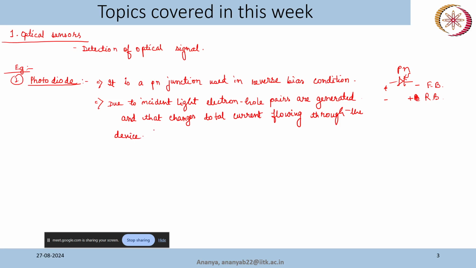Now the incident light can generate an electron hole pair only when the energy of the incident photon is higher than the band gap of the material that is being used in the PN junction. So I'm trying to give you a brief summary, and I'm just writing down the points.